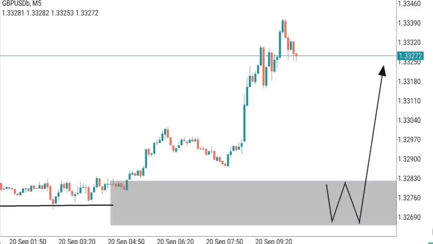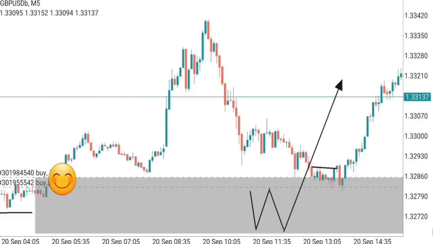Now, this was where I showed on my VIP how we are going to get into this setup right there. So I can now see how it actually played out. All right, on M5, you can see I actually bought. You see how I bought.